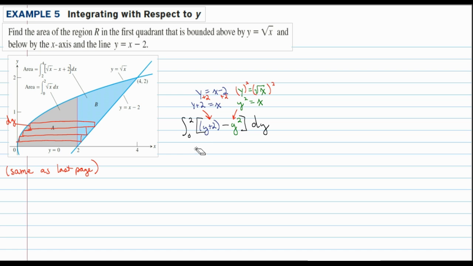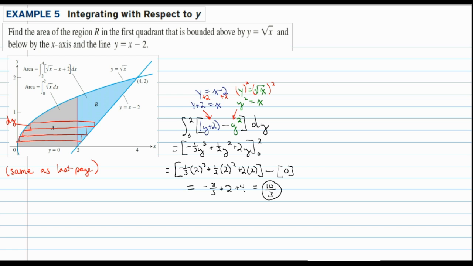So now I can integrate from my lowest y value, 0, to my upper y value, 2. So I want my rectangles to stretch from 0 to 2 on the y-axis. They are going to stretch out as far as y plus 2 minus y squared. That's the left boundary that we're going to subtract away, the area between it and the y-axis. And now I can just integrate with respect to y. Fundamental theorem part 2, simplify, and I get an area of 10/3.